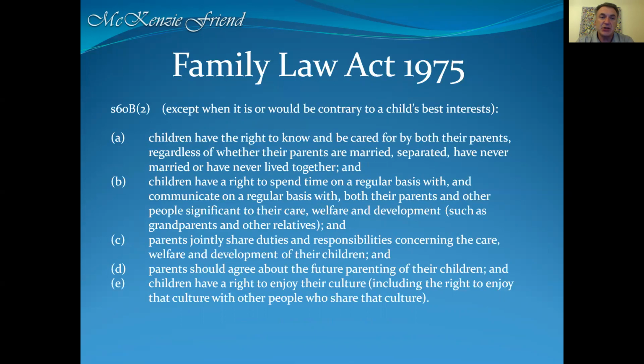Where we'll see in Section 60B(2), children have the right to know and be cared for by both parents, regardless of whether their parents are married, separated, have never married, or have never lived together. And children have the right to spend time on a regular basis with, and communicate on a regular basis with, both parents and other people significant to their care, welfare, and development, such as grandparents or other relatives. And parents jointly share duties and responsibility concerning the care, welfare, and development of their children. And parents should agree about future parenting of their children, and children have the right to enjoy their culture, including the right to enjoy that culture with other people who share that culture.